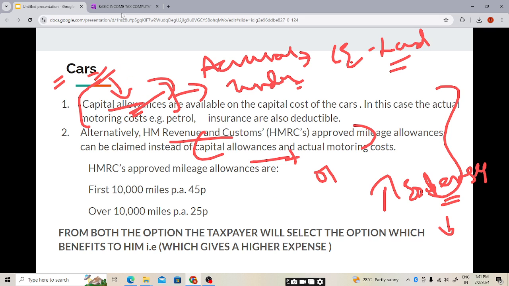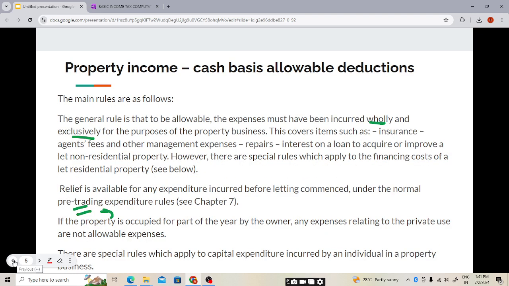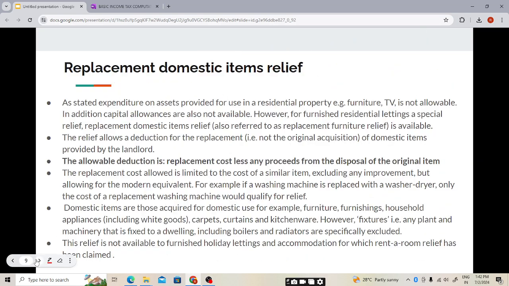So now we will be doing two to three questions. Whatever topics we have covered in the last four to five slides will be covered: the car, the capital expenditure, the finance cost, the allowable deductions for property income, and the cash basis.